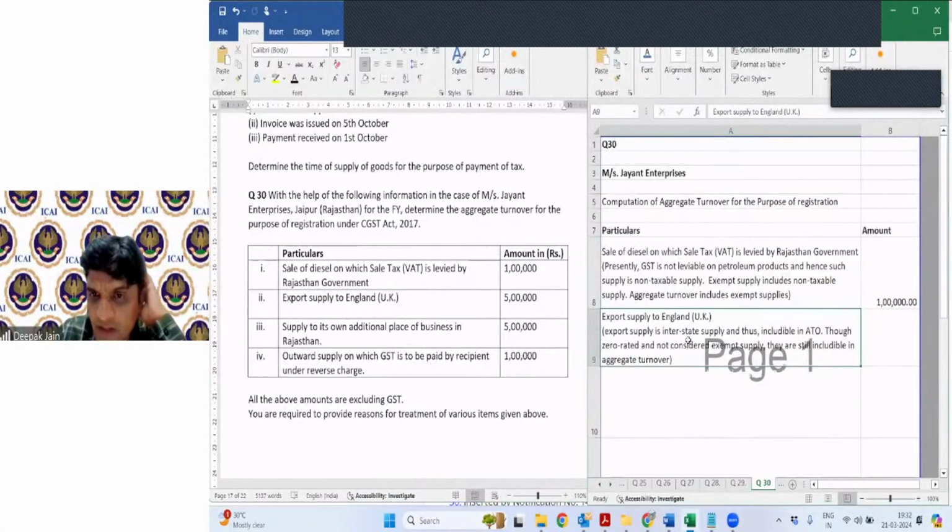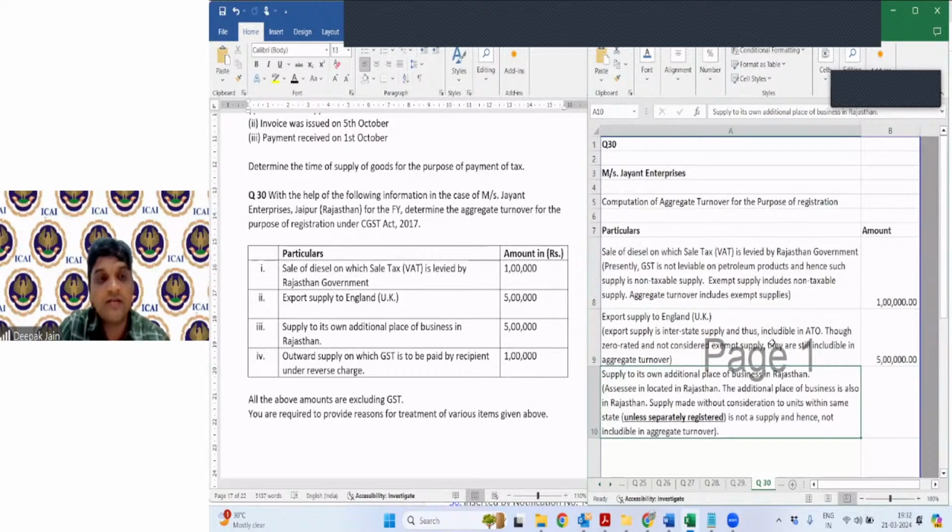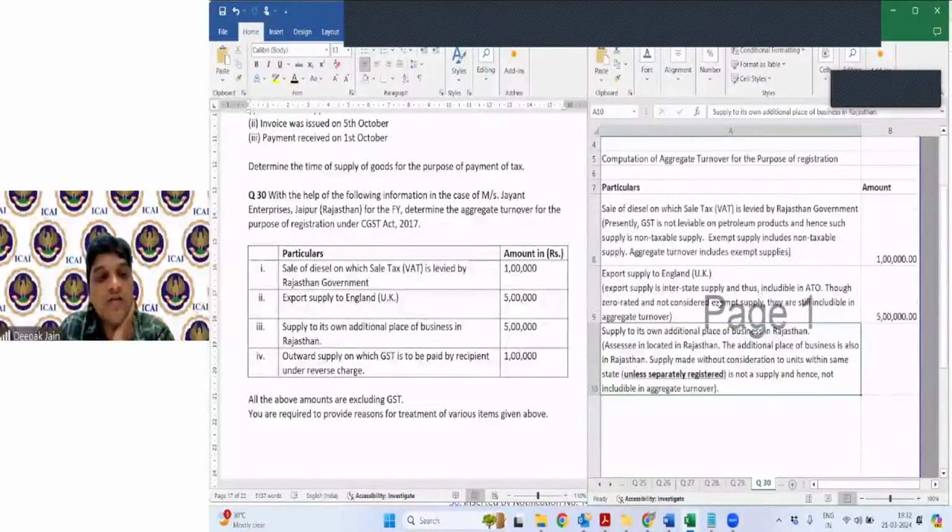Okay, so this will include, second, export supply to England, right? Export supply to England is interstate supply and thus included in the aggregate turnover. Though zero rated and not considered exempt supply, they are still included in the aggregate turnover. So 5 lakh rupees.